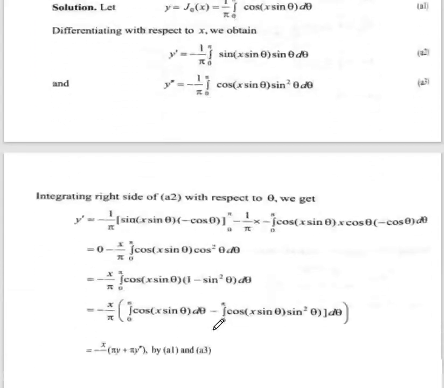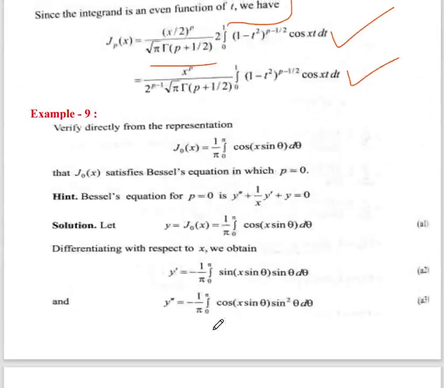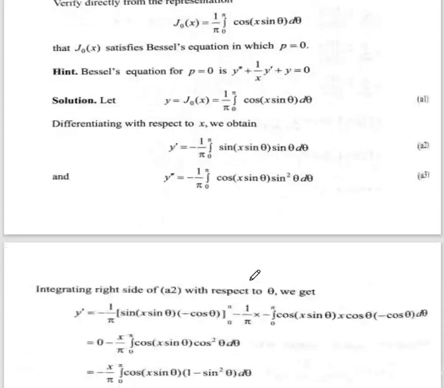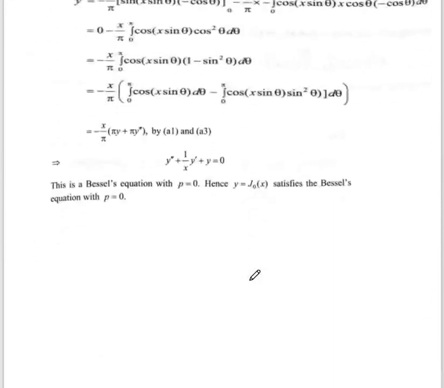Similarly we can solve problem number 9. Verify that directly from the representation j0 of x equal to 1 upon pi integral 0 to pi cos of x sin theta d theta. Here you have to solve this problem, that means you have to solve the Bessel equation. You have to prove that the Bessel equation holds at p equal to 0. So this is an example for homework. This example is very easy, you can solve this example.